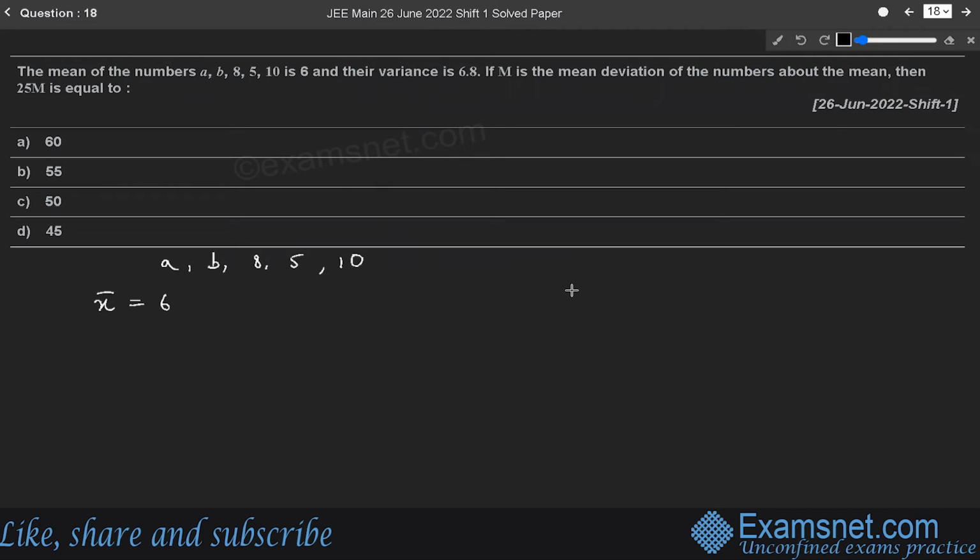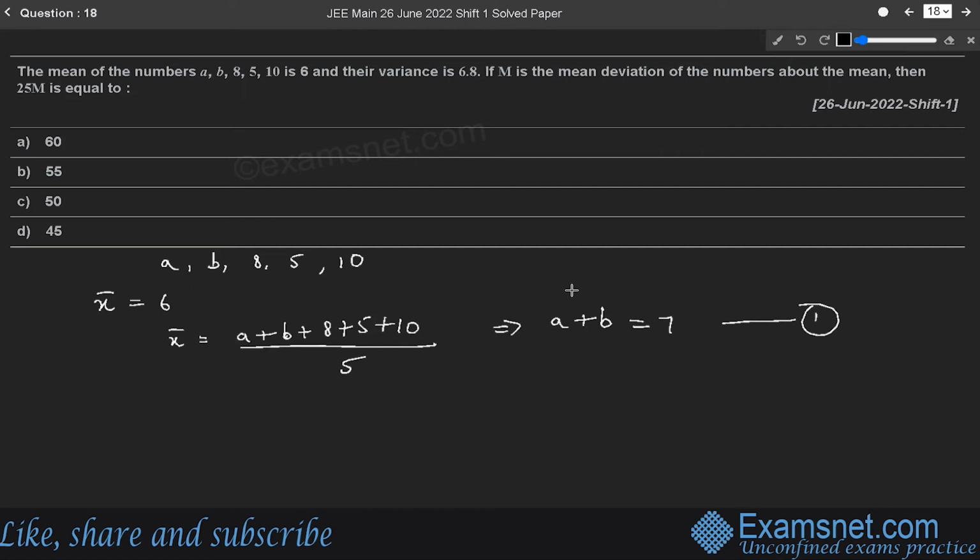We know that mean is the sum of all the observations upon the total number of observations. So, X bar will be equal to A plus B plus 8 plus 5 plus 10 divided by 5, because there are total 5 numbers. So, this gives A plus B is equal to 7. Let this be equation number 1.